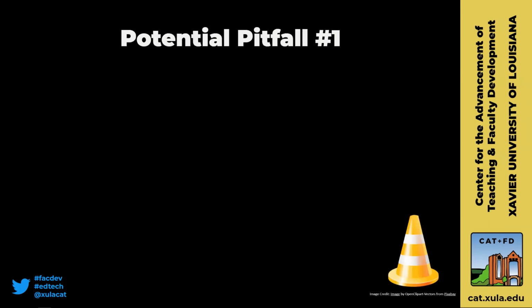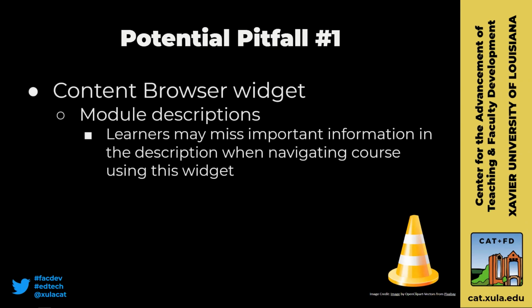Some potential pitfalls. Potential pitfall number 1, we've already talked about. If you're going to use that content browser widget, just remember that if you put any information in the module description, the students may miss that information if that is the only place that you're including that information. So if they're using that content browser to navigate around in your course, they may miss some important information if the only place it appears is in that module description.